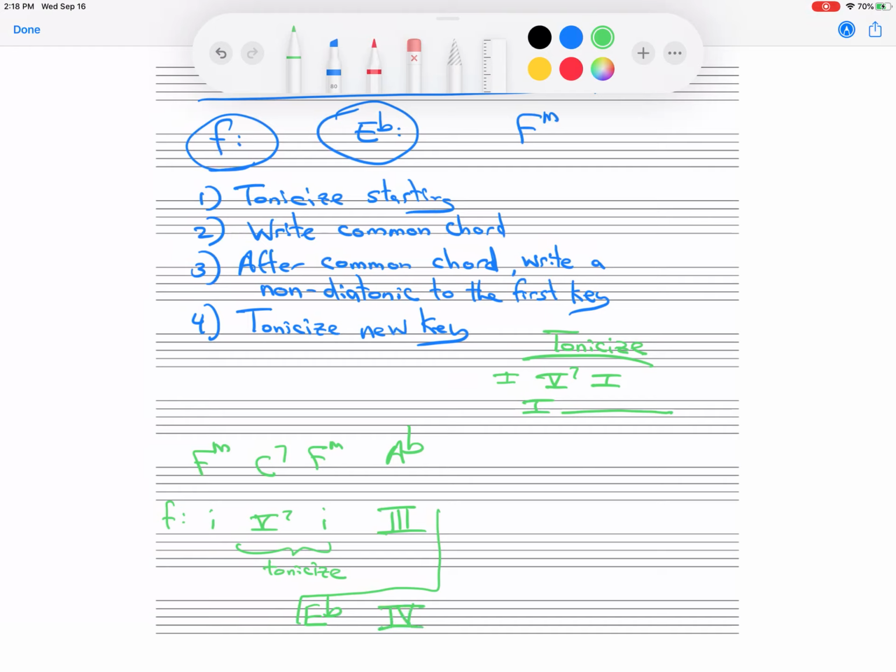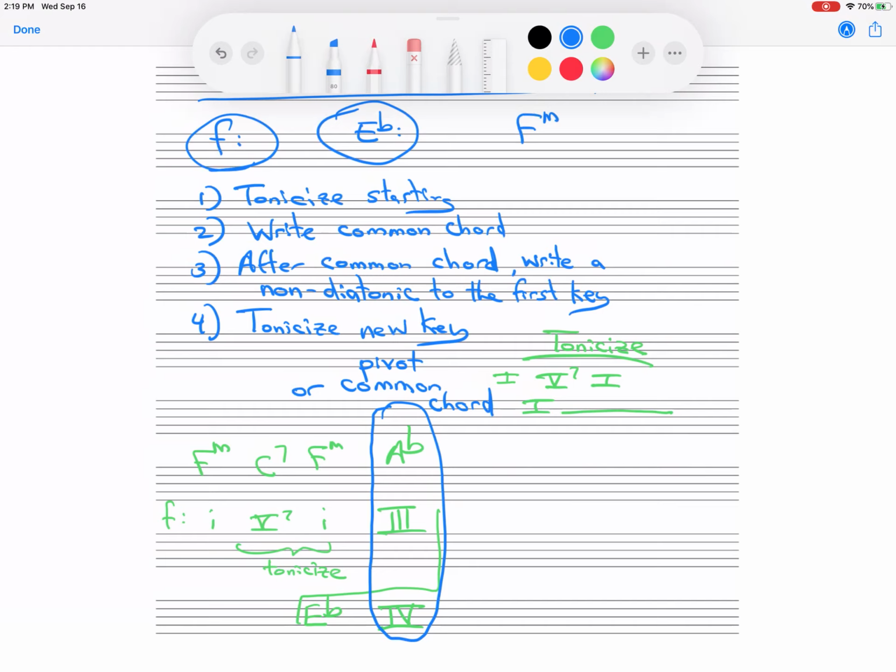Okay, the whole point of this is that this chord here, which we call the pivot or the common chord, provides kind of a point where it covers up any bumps. So this makes the modulation very smooth, and the listener sometimes is not even aware that the key has changed, at least maybe not consciously.